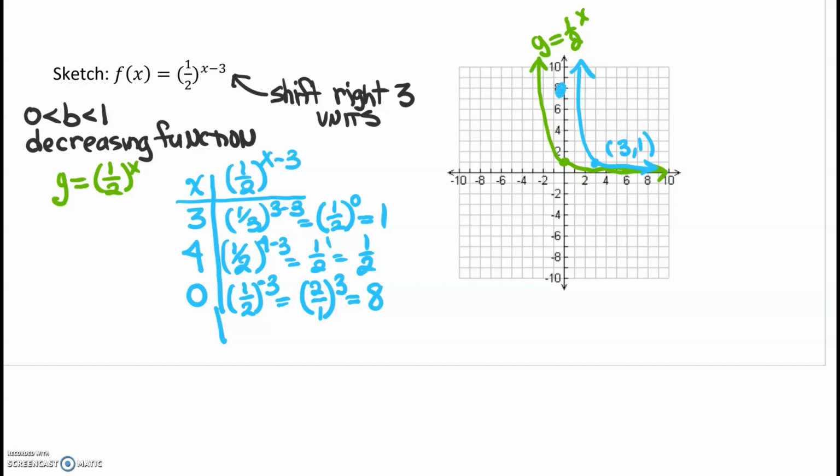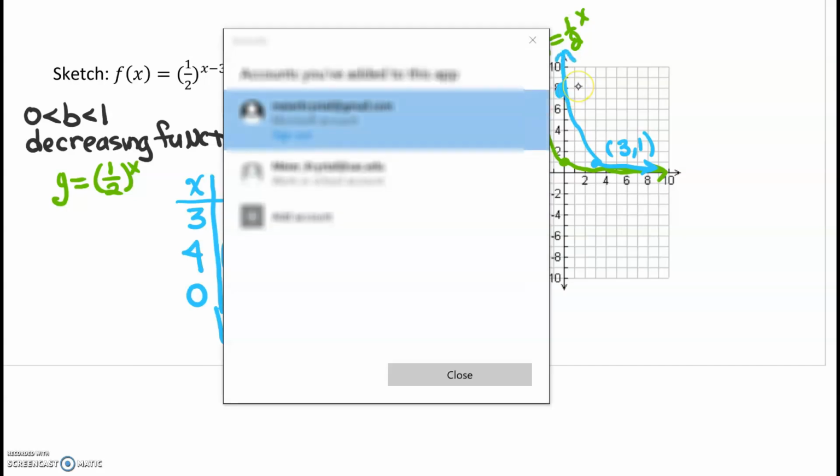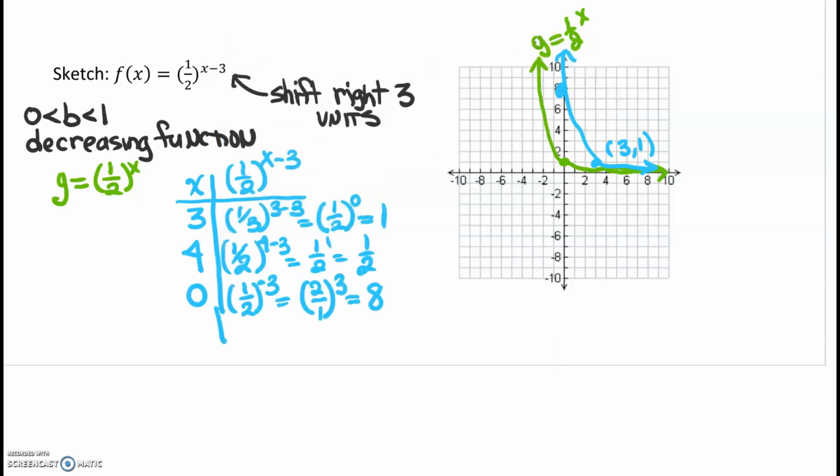So it should be going through this point over here. Let me make a little adjustment on my picture here. Let's have it going through 3, 1 and up through that y-intercept right there. Oops, let's close that up at 0, 8. Great, I hope this has been helpful.